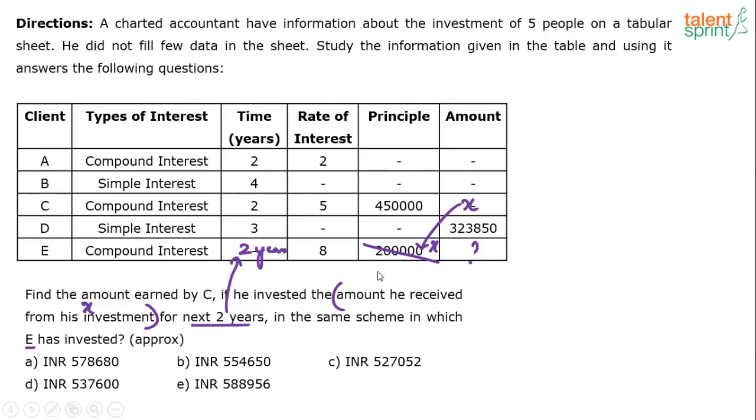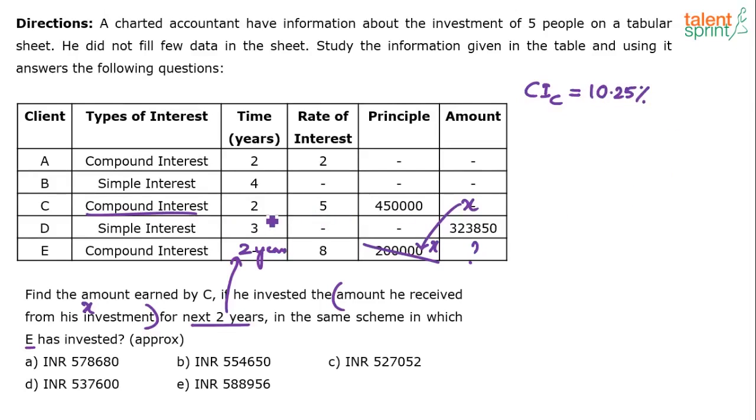So first and foremost, find out X. How do you get X? See, this is a compound interest case. So X will be equal to what? X is the total amount, by the way, but what is the CI for C? I think we have done this calculation already, right? 2 years and 5% per annum. So 5 plus 5 plus 5 into 5 by 100. Remember the compound interest calculation? Effective percentage, A plus B plus AB by 100.